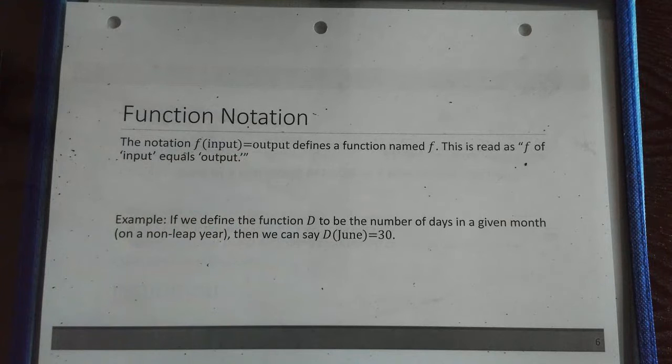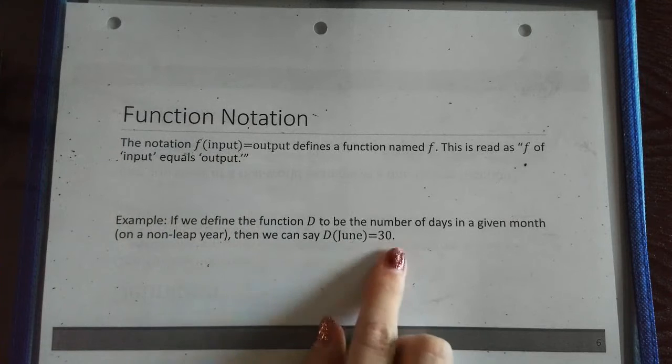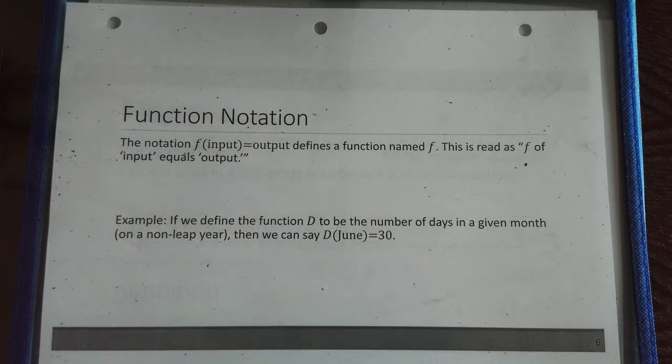So for example, if we define the function capital D to be the number of days in a given month on a non-leap year, we're so not going there, then we say that D of June equals 30 because the function D is the number of days in a given month. So if we want to know the number of days in June, that's 30.